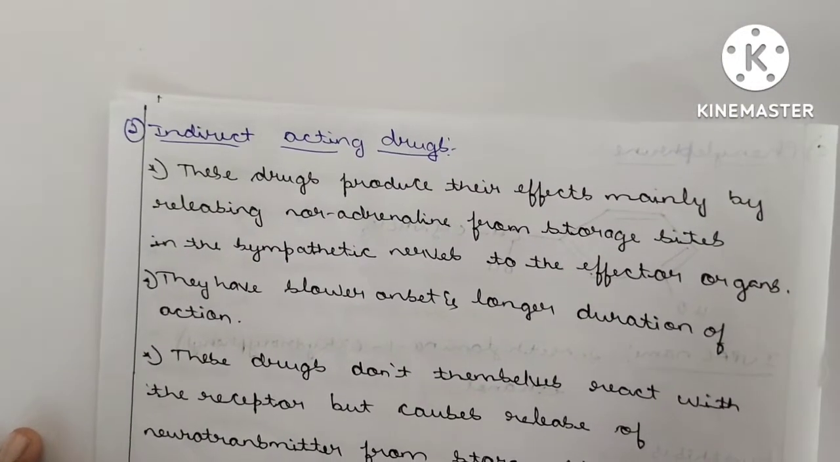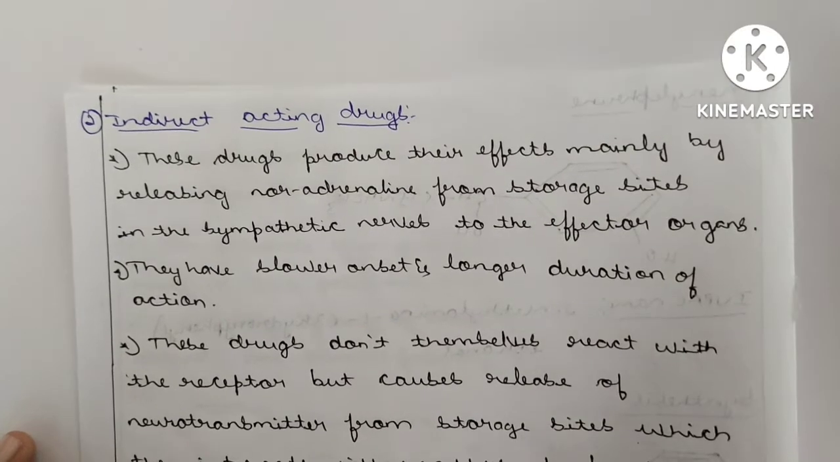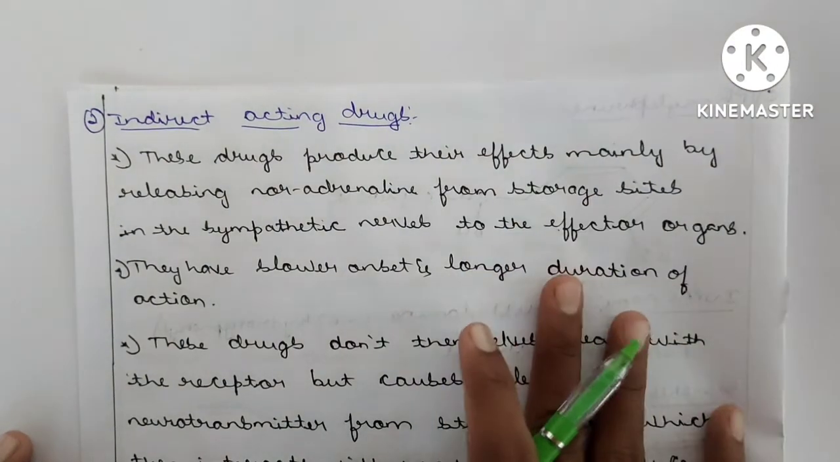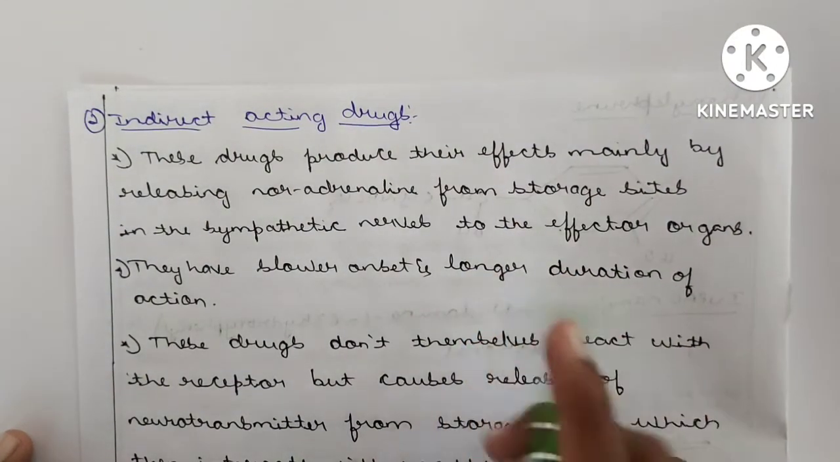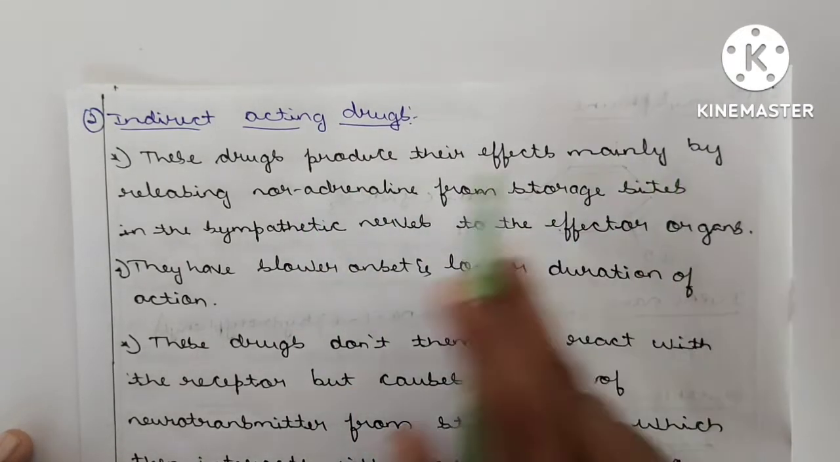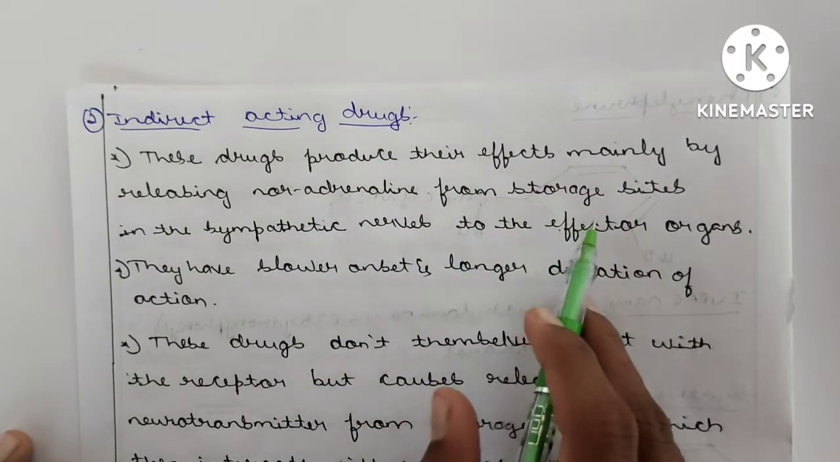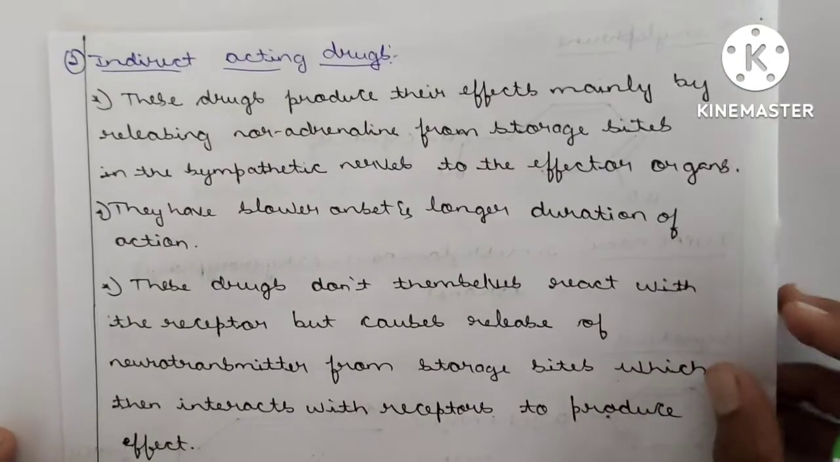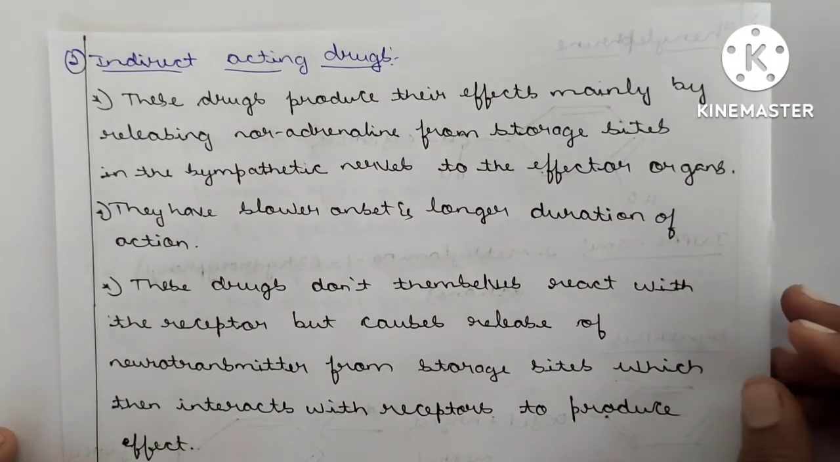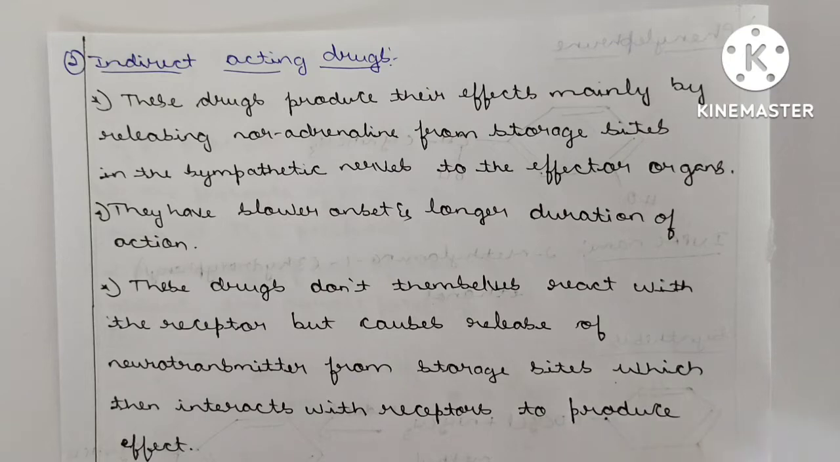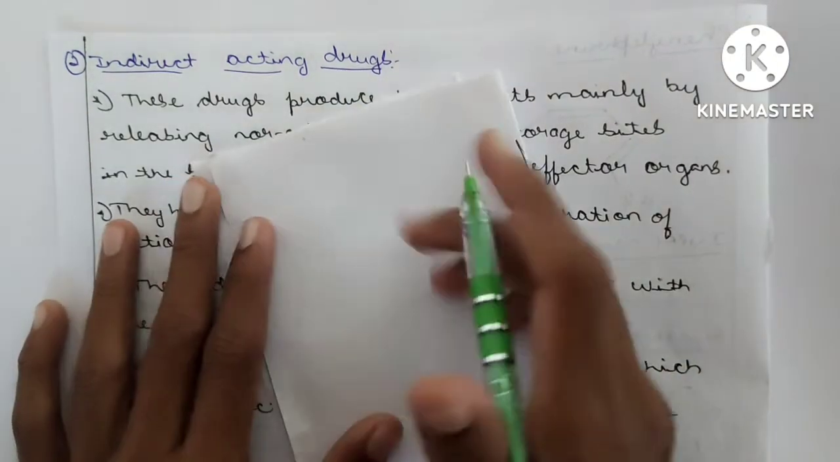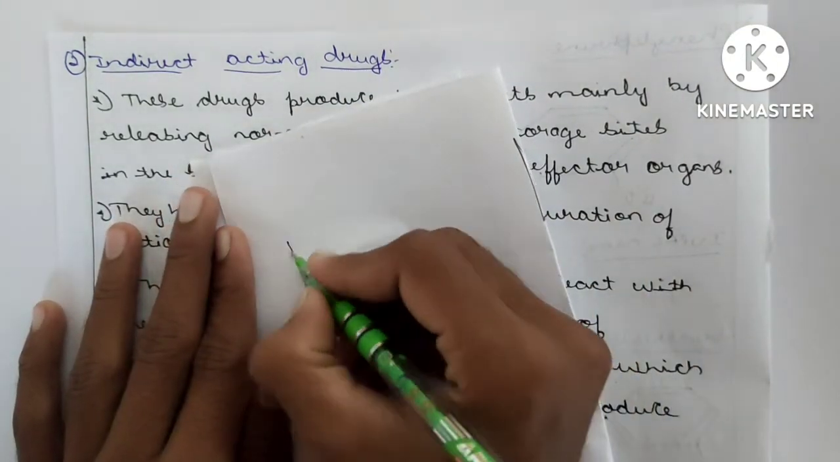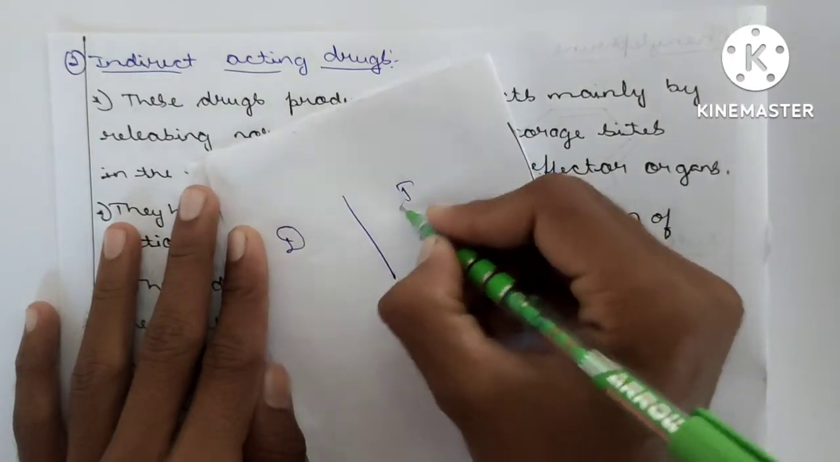Next, indirect acting drugs. Indirect, as the name itself indicates, means they act indirectly. How do they act indirectly? These drugs produce their effects mainly by releasing noradrenaline from the storage sites in the sympathetic nerves to the effector organs. They have a slower onset, just opposite to direct acting. I will give you one example. These are the direct and these are the indirect.